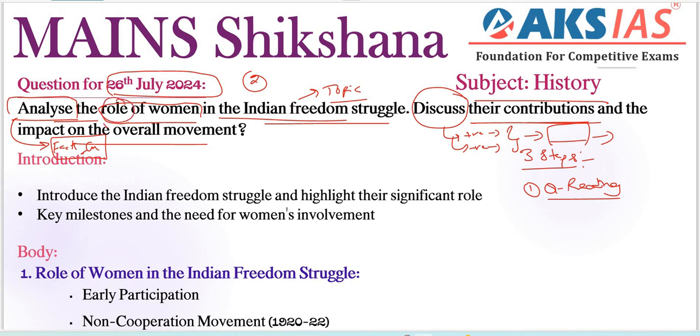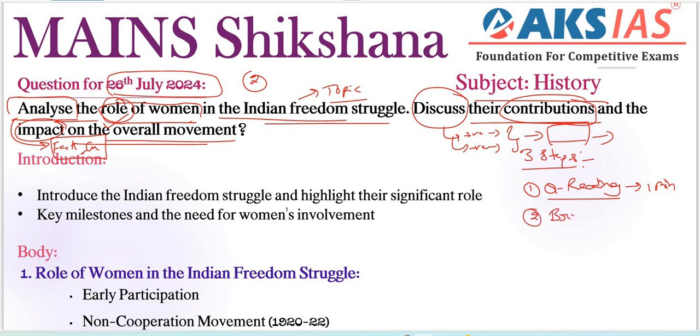So here, what are the important keywords? Role is the first important keyword. Here we need to mention the important, significant role played by women in the Indian freedom struggle. And then what are the important keywords in the second part? Here contributions is one important keyword, and the impact on the overall movement is another important keyword, right? So we need to identify all this information in the first step within 1 minute, right? That is the important step here.